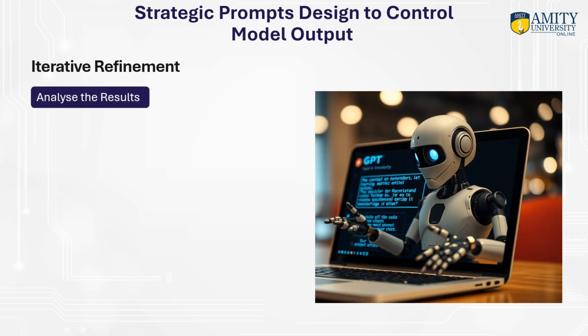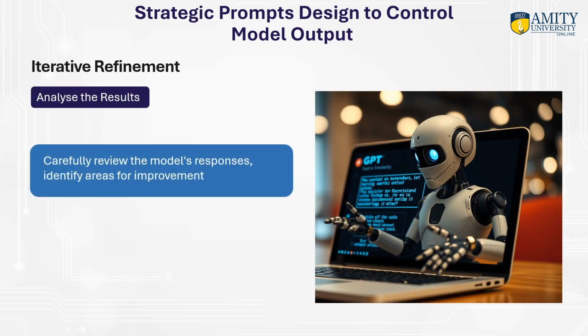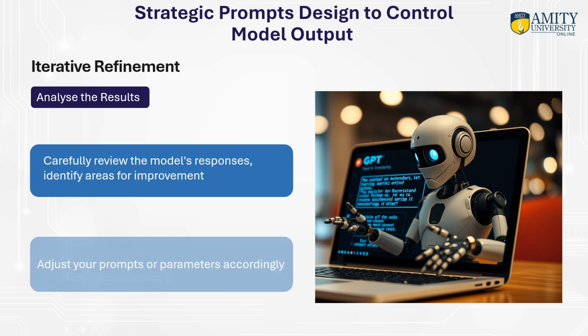The other one is carefully reviewing the model responses, identifying areas of improvement and adjusting your prompt or parameters accordingly. So that is just trial and error. When you look at the output your model has generated for your prompt, you need to adjust and refine the prompt to get your desired output. So that is the third part, which was iterative refinement.